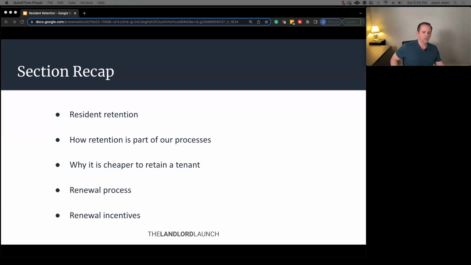And then if you need to, utilize those renewal incentives to help create that urgency and finalize and secure that lease renewal. If you can keep your average tenant 3-4 years, over the course of 20 years it's much better to have 5 residents than it is to have 20 residents, because you're just going to increase your chances of evictions and damage and all that stuff.